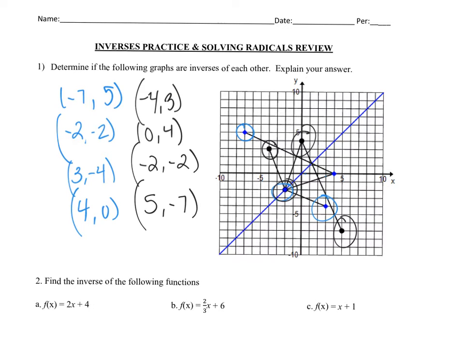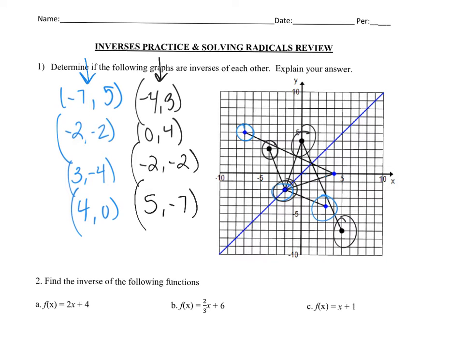Right? So these are switched. I forgot to record, so I'm just going to record while I'm going back over with you guys. So here was negative 7, 5. Then negative 2, 2. These are the blue dots, okay? And then we head into the black dots, right? They are opposites of each other, correct?